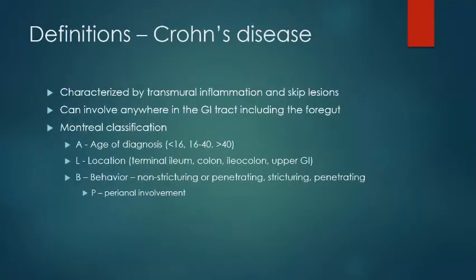As far as Crohn's disease, I think we all know it's characterized by transmural inflammation and skip lesions and can involve anywhere in the gut, including the foregut. We do use this classification called the Montreal classification. It just goes by age, location, and behavior, and if there's stricturing, penetrating, or perianal disease. But we don't need to know the specifics.